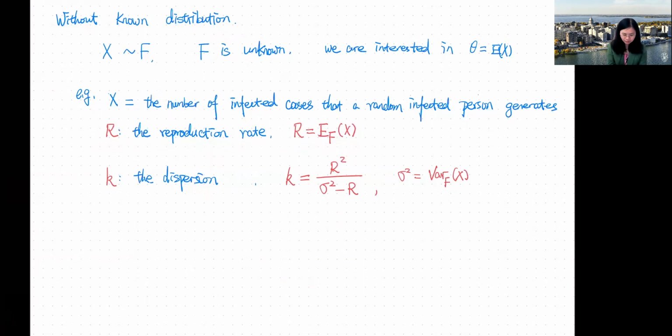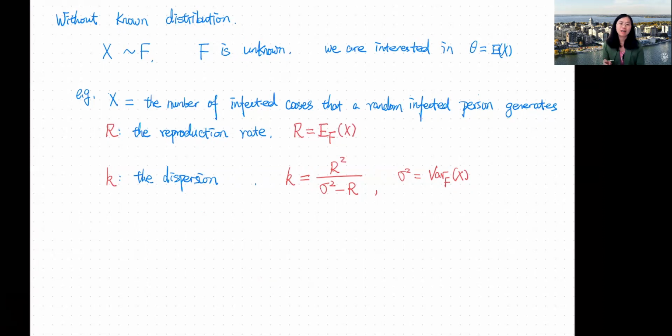And another feature of the distribution of X that's interesting is the dispersion of X. So R tells us the average number of cases that one case generates. Suppose that R equals 3. So on average, one infected person will infect 3 other people. But that's an average number, and an average number doesn't give us the whole picture.